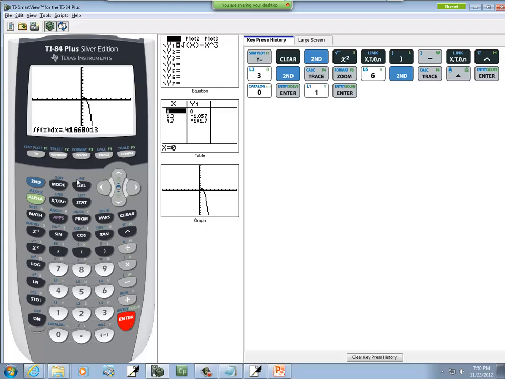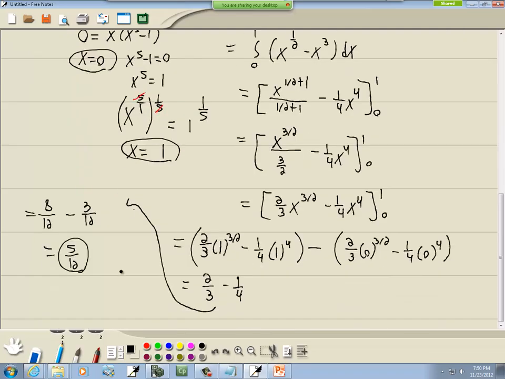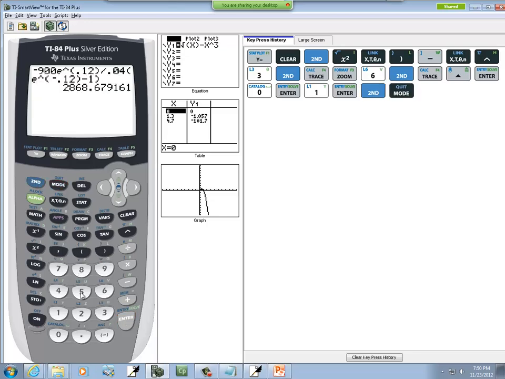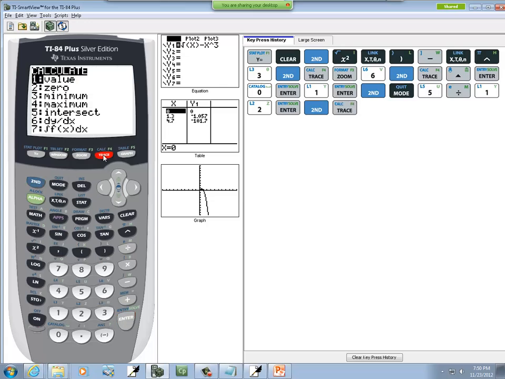And I get 0.4166813. The question is whether that's 5/12. So let me exit out. Do a second mode, and 5 divided by 12. That's not quite what we got, was it? Let me see. Second trace and number 7.